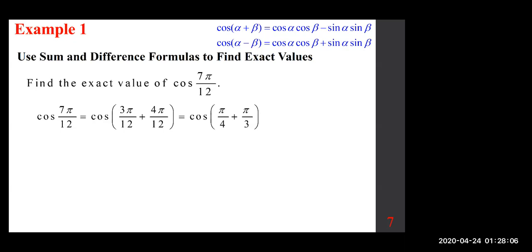Now, what are we going to use? We are going to use this formula. Cosine of alpha plus beta is cosine alpha. That means cosine, remember, alpha is pi over 4 now. Beta is pi over 3. Are you with me? So cosine alpha, that means cosine of pi over 4. Cosine beta, that means cosine of pi over 3. Minus sine alpha, that means sine of pi over 4. Sine beta, that means sine of pi over 3.